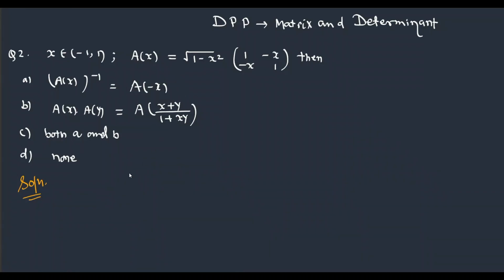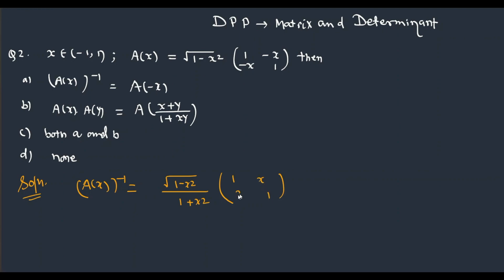So we have to calculate the inverse of this. So A(x) and its inverse will be what, 1 by determinant times adjoint, okay? Then this is a real number, so its inverse will be 1 by determinant, meaning 1 plus x square, and then these two diagonal elements interchange their position, and the other two elements we have to change their sign.